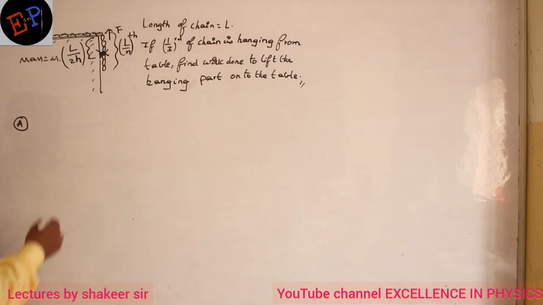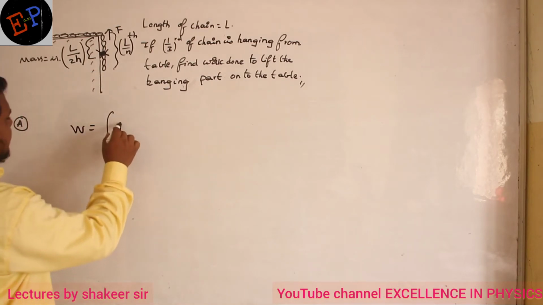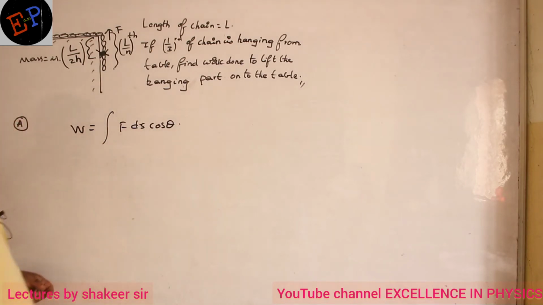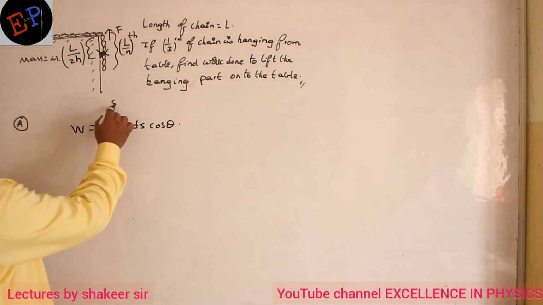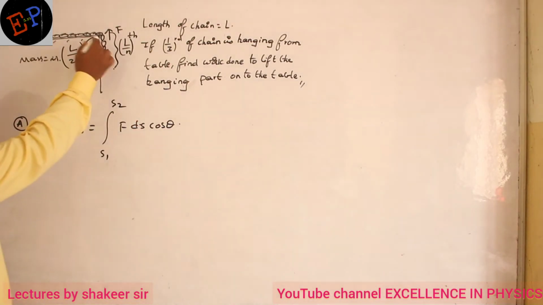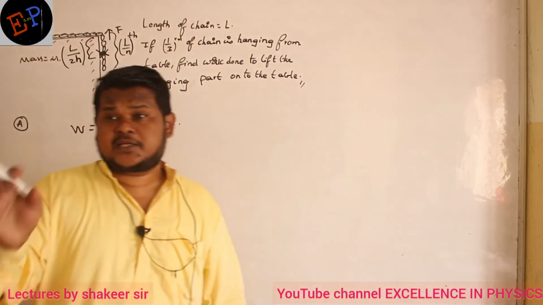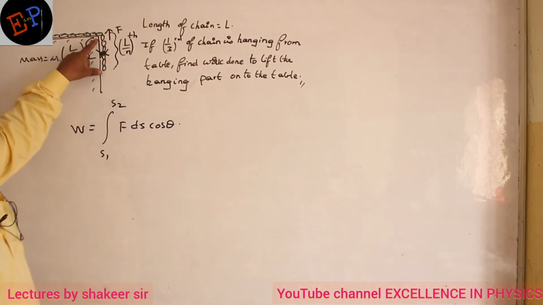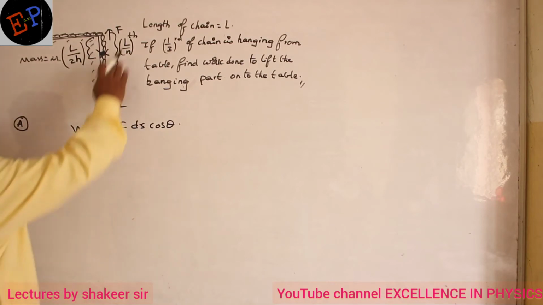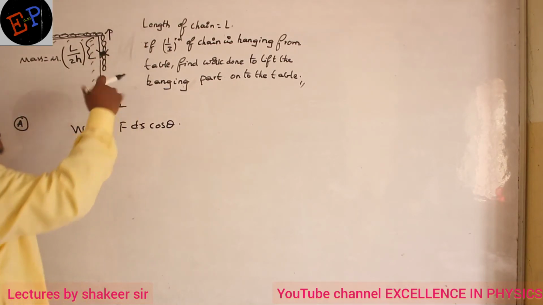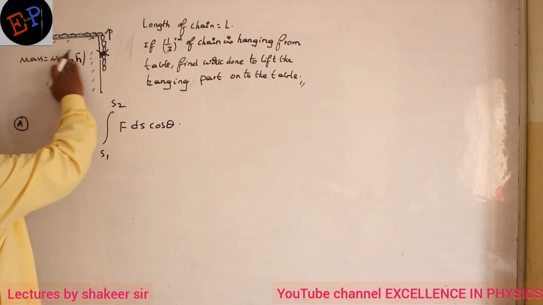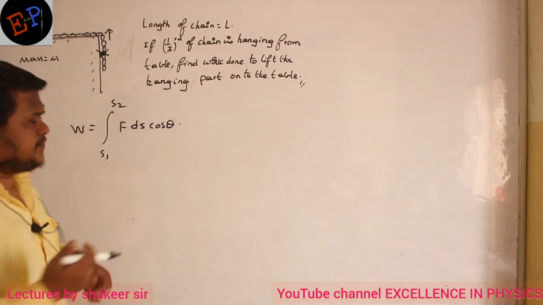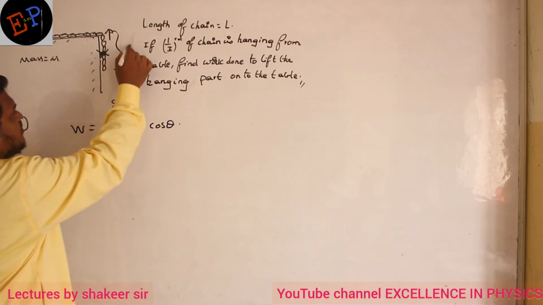If force is a variable, then what is the equation of work done? W is equal to the integration of F ds cos theta. This is the equation of work done. Limits are applied from S1 to S2. Clear? Now initially, how much force do I have to apply? It is equal to nothing but the weight of the hanging part of the chain. So what I will do, I will assume the length is variable. Because as I start pulling the chain, the length of the hanging part varies. So let us assume the length of the hanging part of the chain is small l.